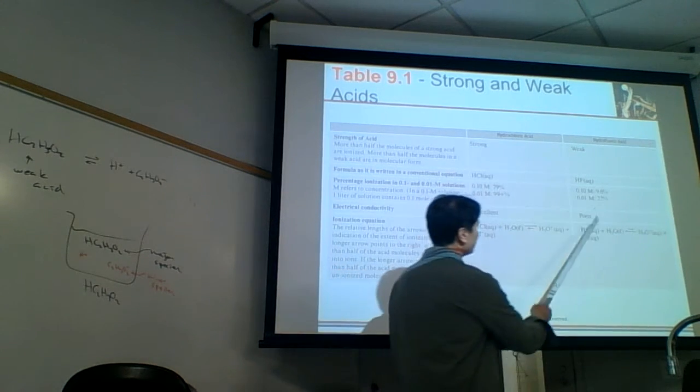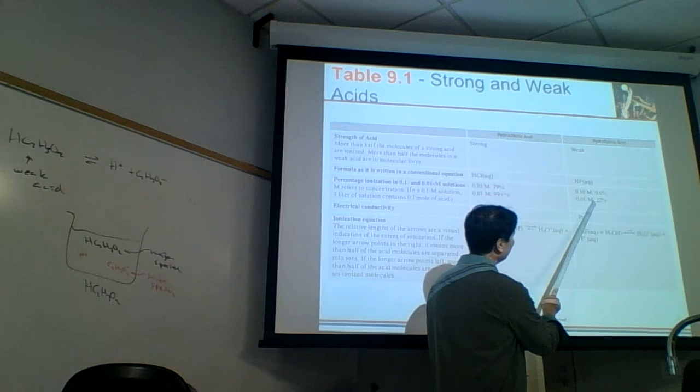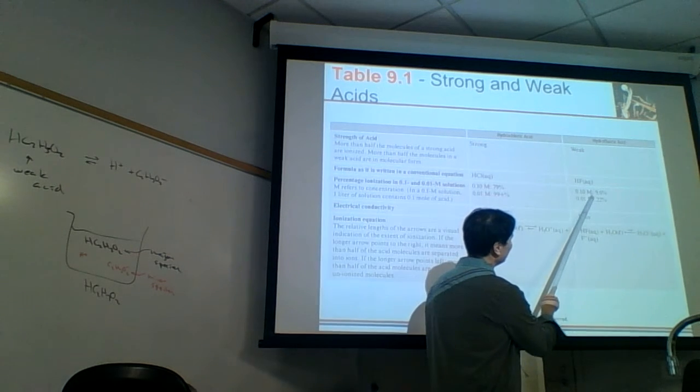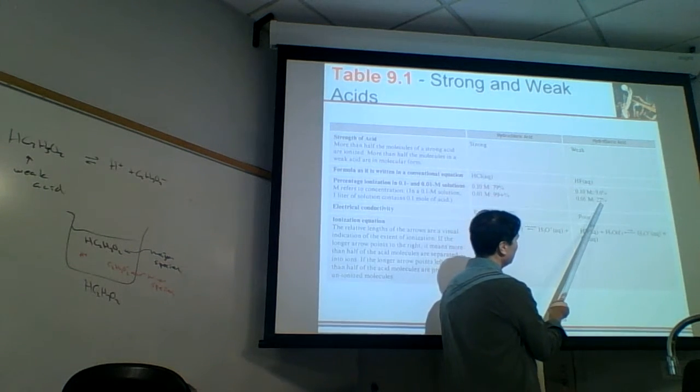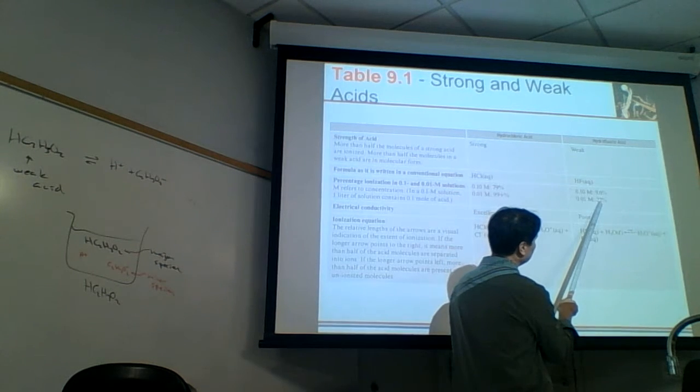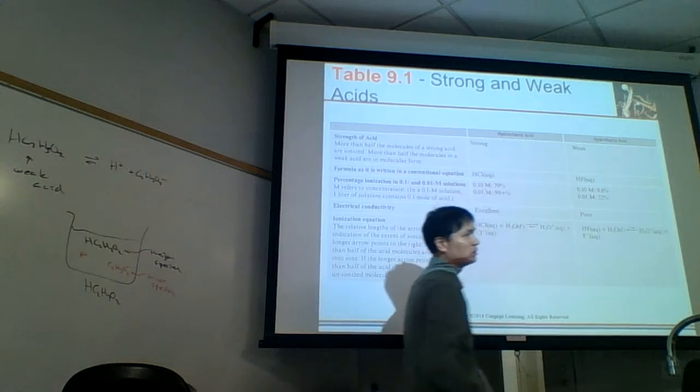If we look at acetic acid, the numbers are a lot smaller. It's mostly molecules. So 22% ionized means 78% unionized molecules. And this would be 90.4% molecules.